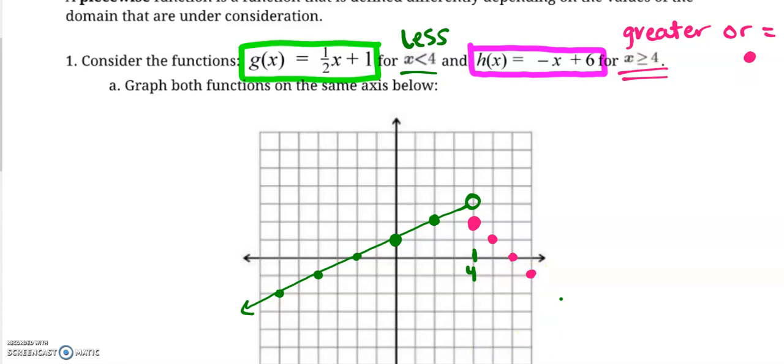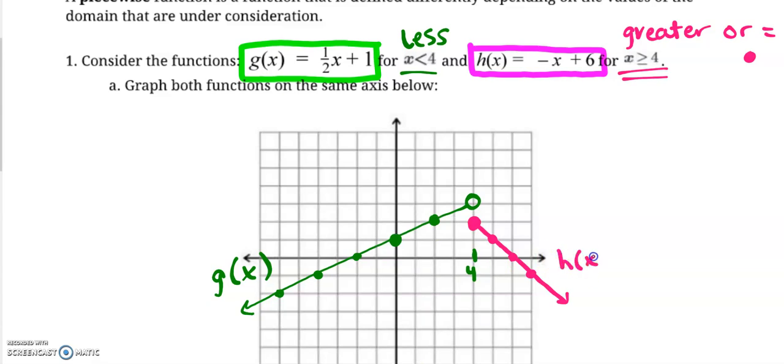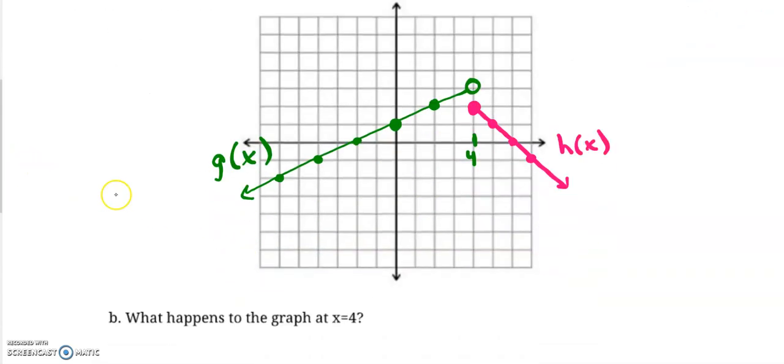All right, so as I was saying, this line has a negative slope, so that graph's going down. Okay, so now we have just graphed a piecewise function. We have our two pieces. We have g of x over here, and we have h of x over here in pink. Okay, what are we going to do with this?